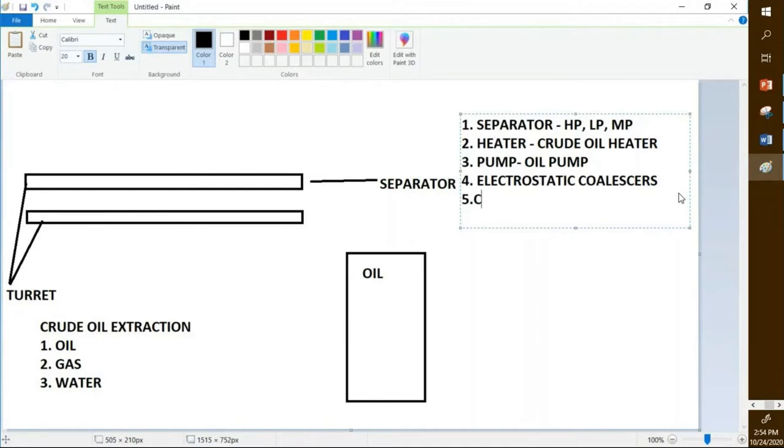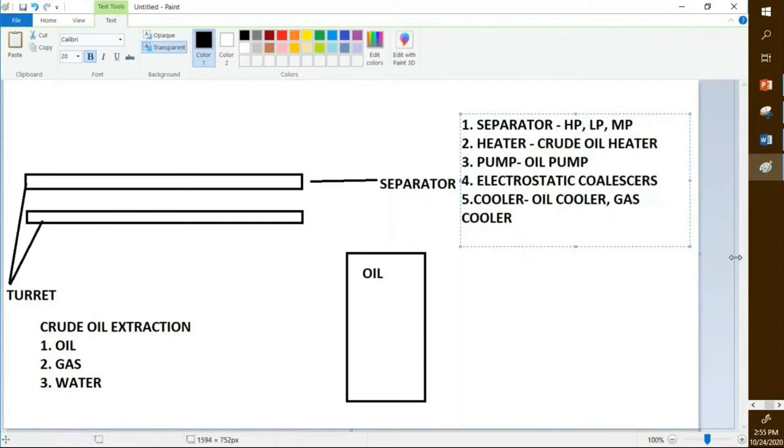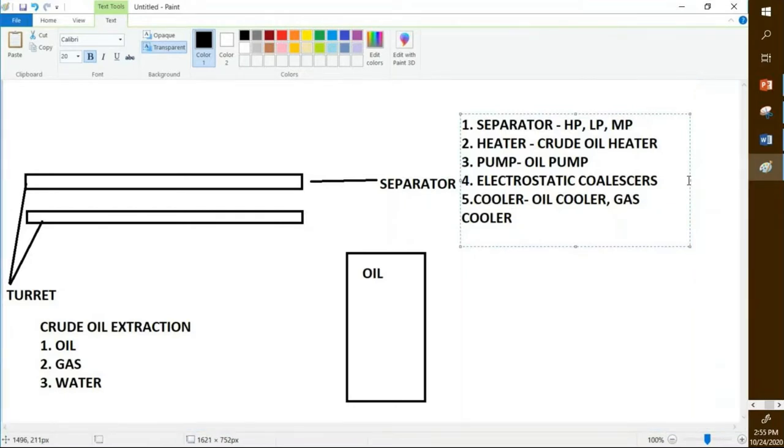Then in the tank, one more, the cooler. Coolers will come into the picture. Oil cooler will be there. Gas cooler will be there. Something like that, any coolers will come into the picture. Then maybe the metering system. Then some of the metering system.